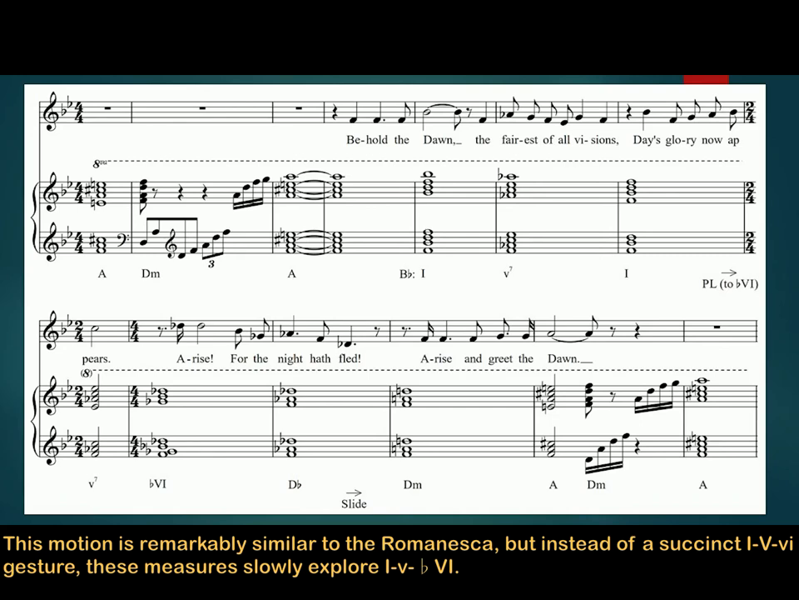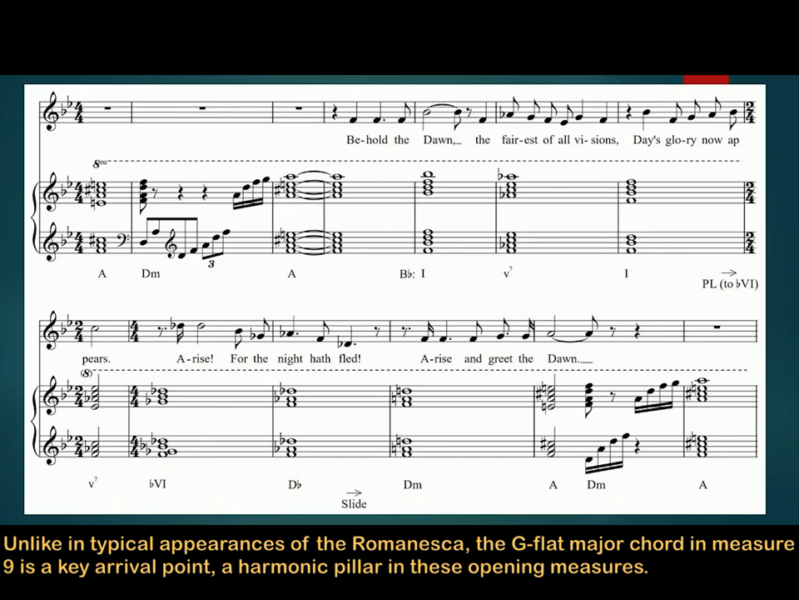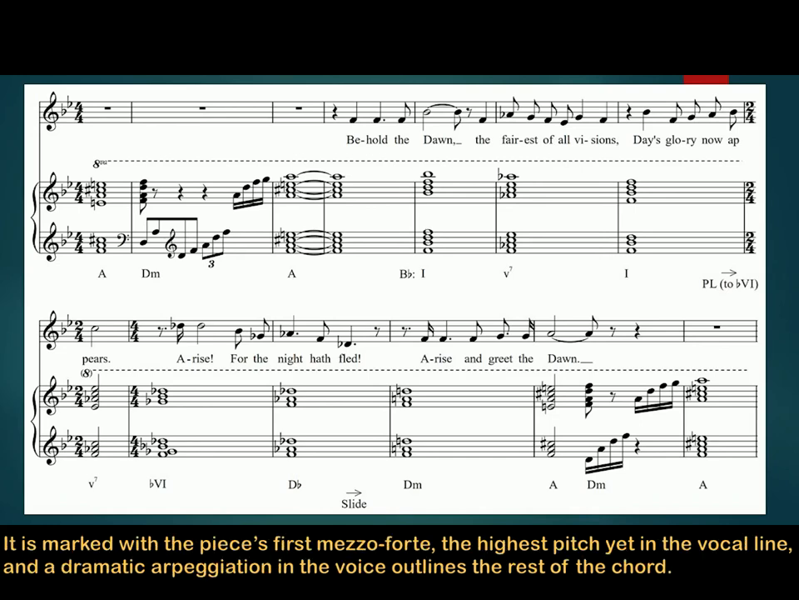This motion is remarkably similar to the Romanesca, but instead of a succinct 1-5-6 gesture, these measures slowly explore 1, minor 5, flat 6. Unlike in a typical appearance of the Romanesca, the G-flat major chord in measure 9 is a key arrival point, a harmonic pillar in these opening measures. It is marked with the piece's first mezzo forte, the highest pitch yet in the vocal line, and a dramatic arpeggiation in the voice outlines the rest of the chord.